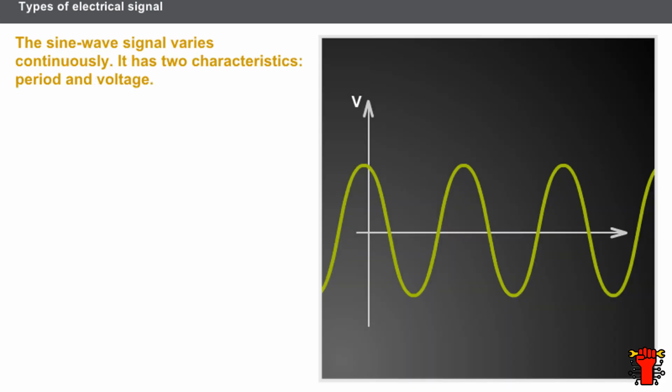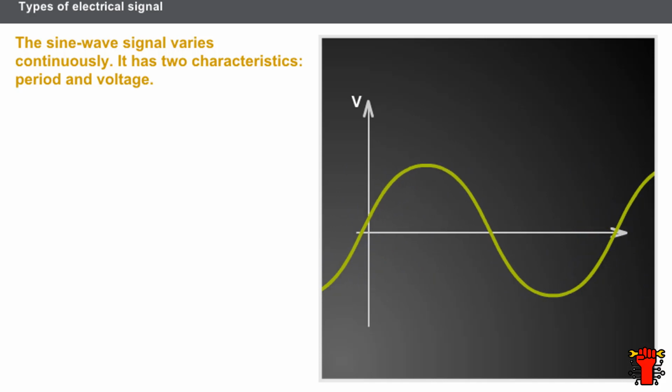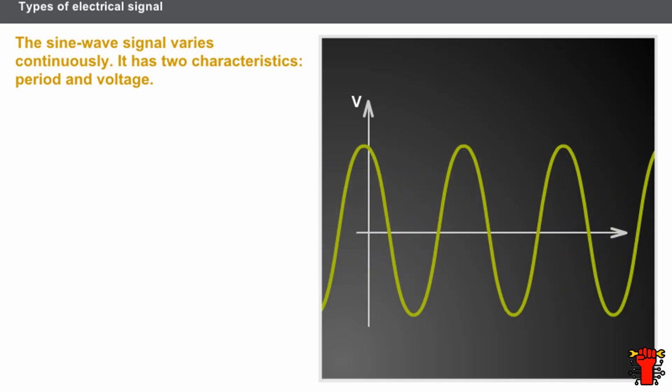The duration of the high and low states varies. The sine wave signal varies continuously. It has two characteristics: period and voltage.